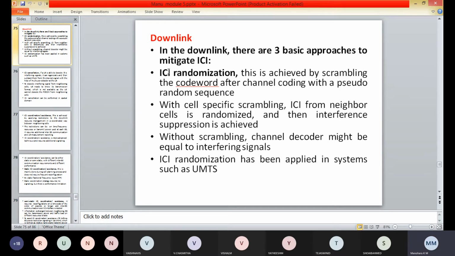However, to decode the interference signal, the equipment needs to know its transmission format, which is not available, so it has to decode the PDCCH, that is the physical downlink control channel, from the neighboring cells. Intercell interference cancellation can also be performed in the spatial domain.